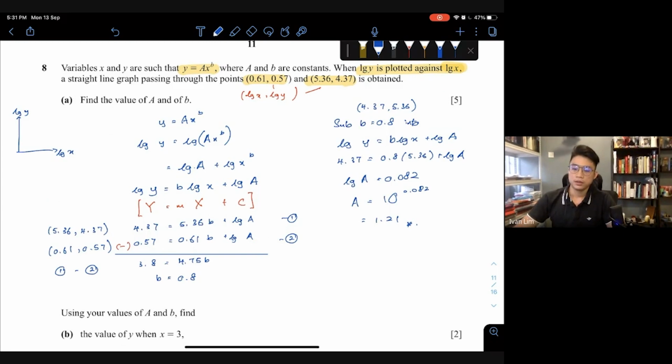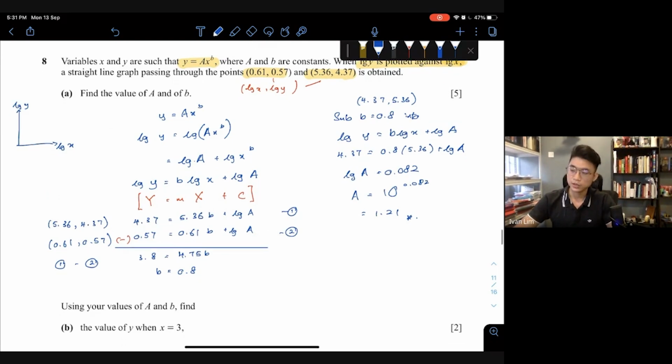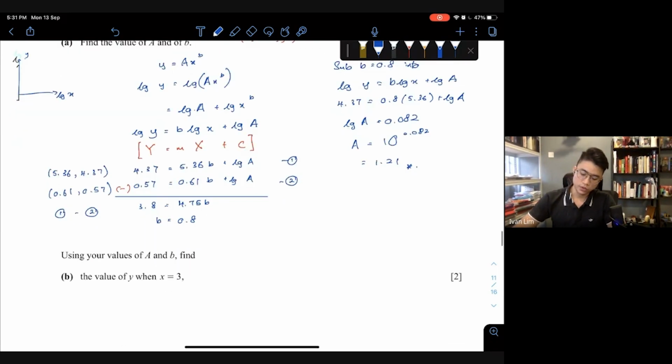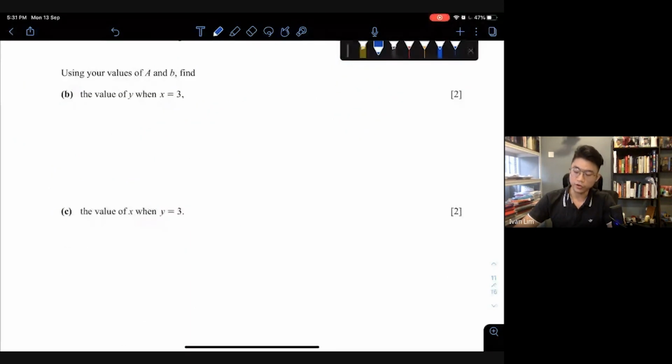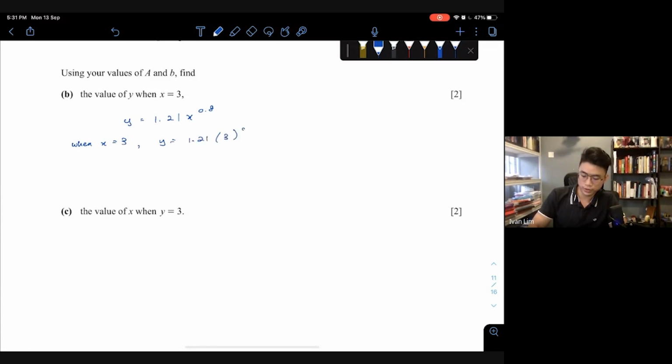Okay, let's do B. You got to get this right, your A, B wrong, B and C all wrong already. Okay, it's 4 marks here, 2 marks, 2 marks. So using your values of A and B, find the value of y when x equals 3. So just now, what did we find? 1.21 and 0.8. So when x equals 3, y equals 1.21 times 3 to the power of 0.8, and you'll get 2.91. Okay, 2 marks.